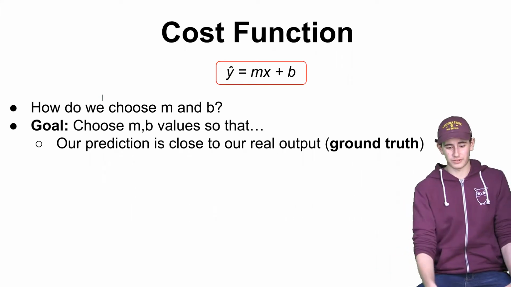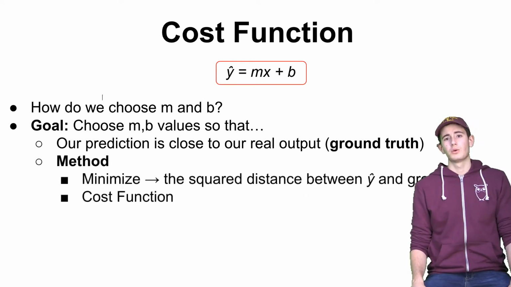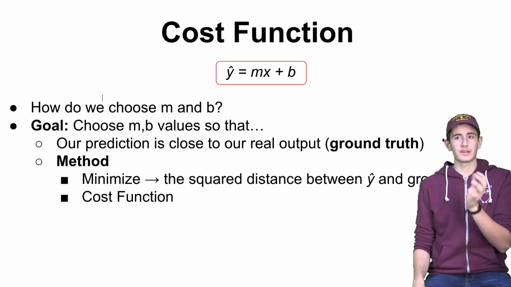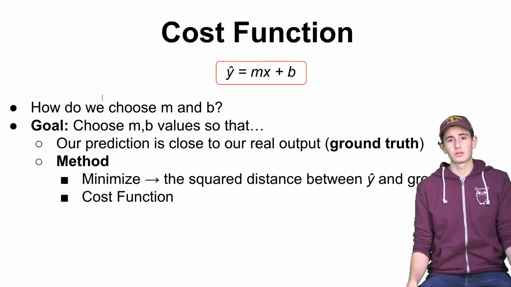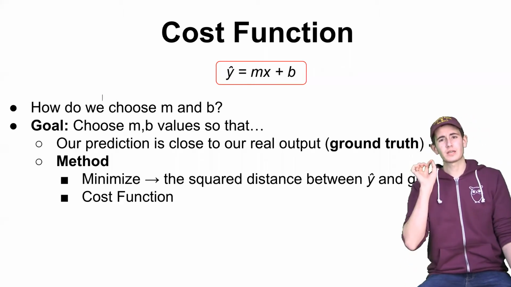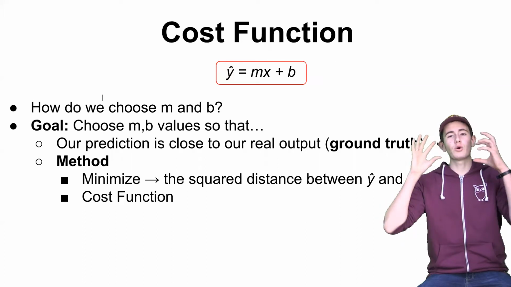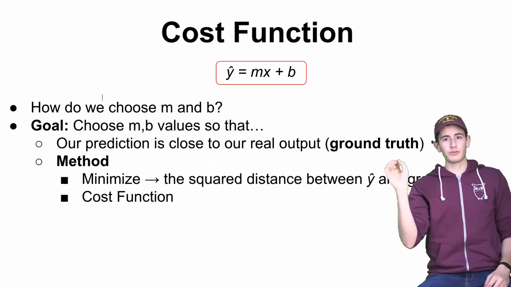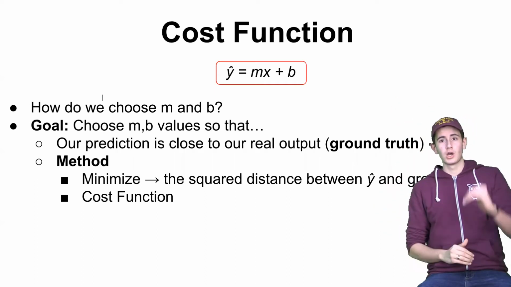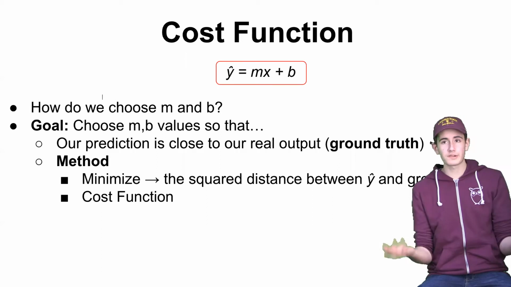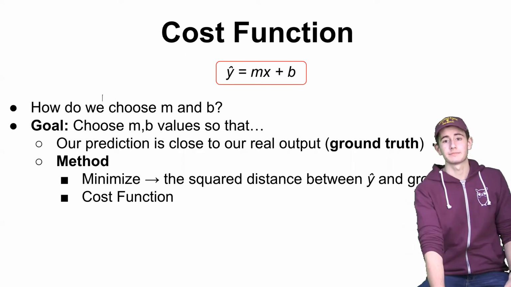And what even is a cost function? Well, the cost function allows us to evaluate the error of our model. And the error is measured by the squared distance between y hat, which is our prediction, and our ground truth. We'll get into the equation of the cost function in just a minute. But the overall goal is we're measuring the distance between our prediction and the ground truth and trying to minimize it, meaning we want our model to be as accurate or as close to the ground truth as possible. So what is this cost function? How is it formulated mathematically?